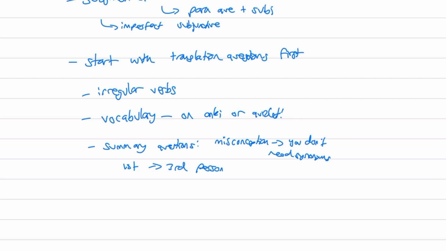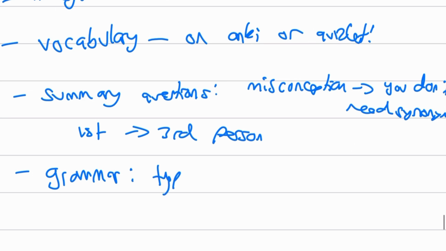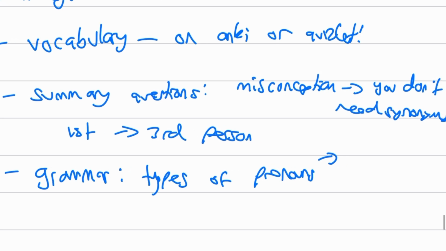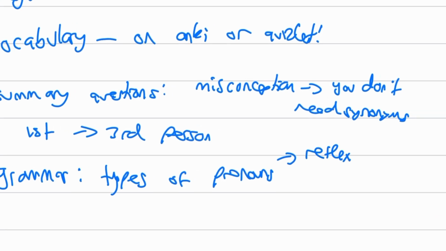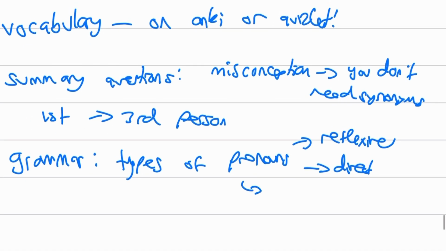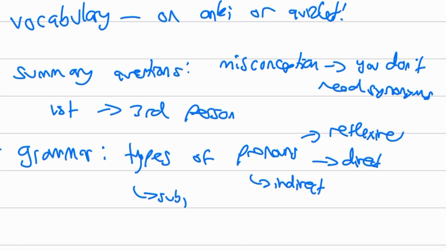Grammar-wise, things you also need to know are your pronouns. So that includes reflexive: me, te, se, nos, os, se. Direct object pronouns: me, te, le, lo, la, nos, os, los, and las. Your indirect object pronouns: me, te, le, nos, os, les. And lastly, subject pronouns, the easiest ones hopefully: yo, tú, él, ella, usted, nosotros, vosotros, ellos, ellas, and ustedes.